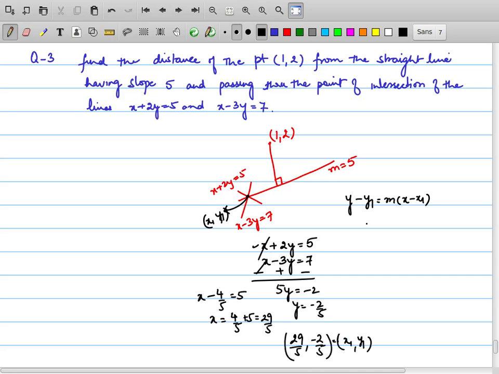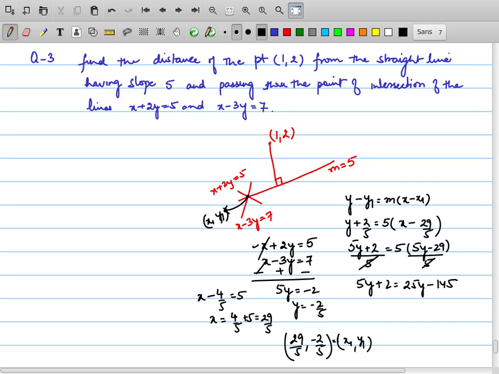And the slope we already know. So, we can find the equation: y + 2/5 = 5(x - 29/5). So, what do we get? (5y + 2)/5 = 5(5x - 29)/5. The 5 and 5 go away. 5y + 2 = 25x - 145. So 25x - 5y, and 145 goes to the left side, we get -147 = 0. This is the equation of our line.